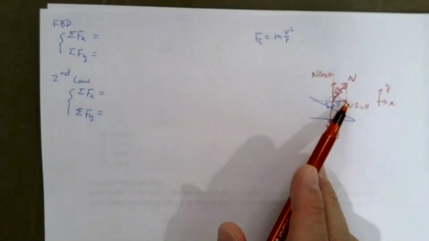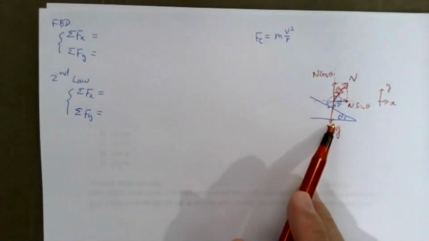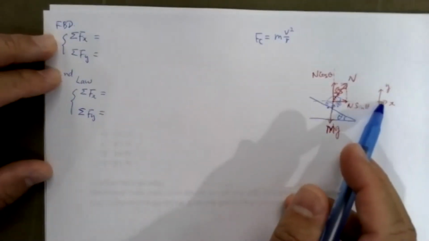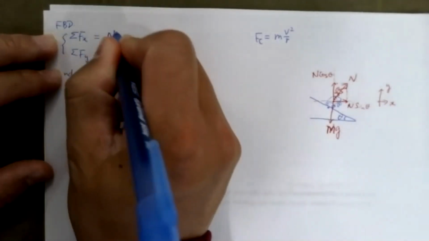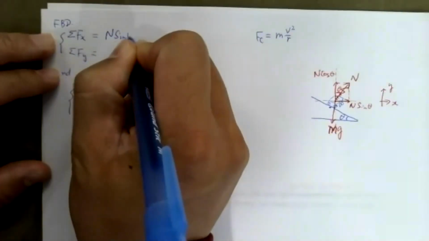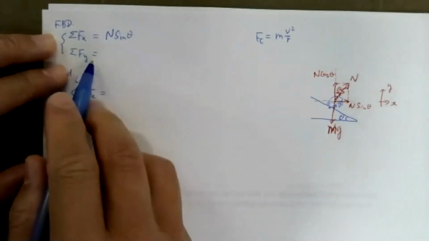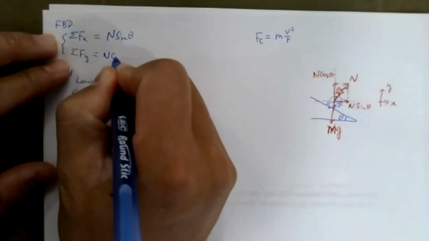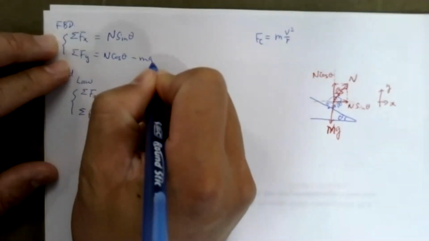When you have done that, you can cross out the original normal force. Then you are looking at the normal force x component, y component, and the weight. From the free body diagram, for the x direction, it will be just N sine theta, and for the y component, it should be N cosine theta minus mg.